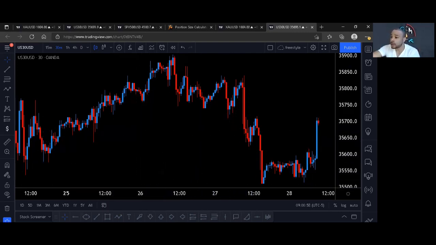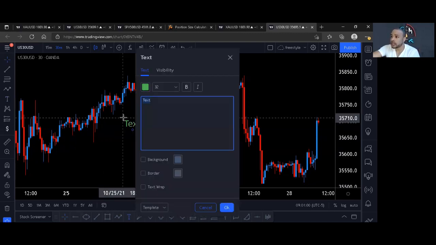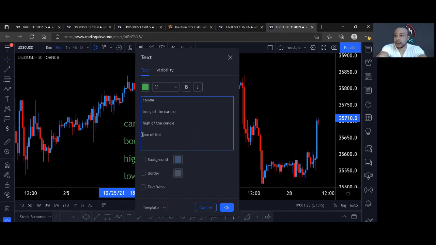Now let's go into the characteristics, okay, of a candle. How a candle is made, okay? What a candle is, okay? Your candle is going to be a body. You're going to have a body, and then you're going to have a high of the candle, and then you're going to have a low of the candle.